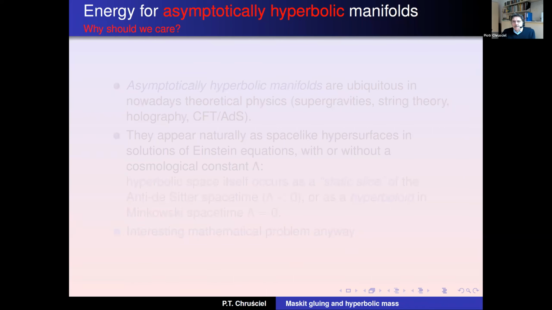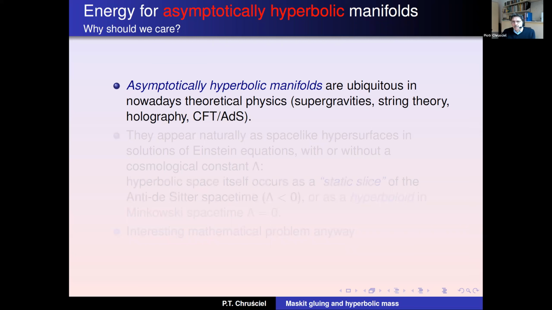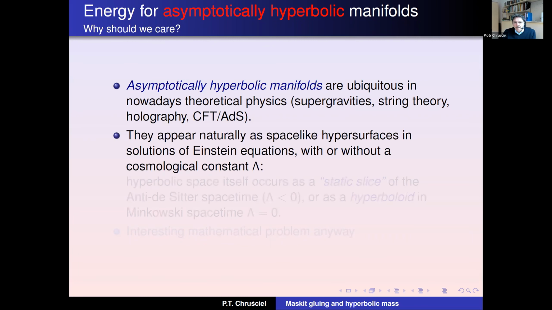Good. Why do we care about this theorem? Well, first of all, asymptotically hyperbolic manifolds are all over the place in theoretical physics, in supergravity, in string theory, in holography. There's AdS/CFT. These kinds of manifolds show up all the time. Even if you don't care about supergravity, string theory, holography, AdS/CFT, but just think about plain vanilla classical Einstein equations, then you have spacelike hypersurfaces in solutions of Einstein equations with or without cosmological constant lambda, which are just asymptotically hyperbolic.